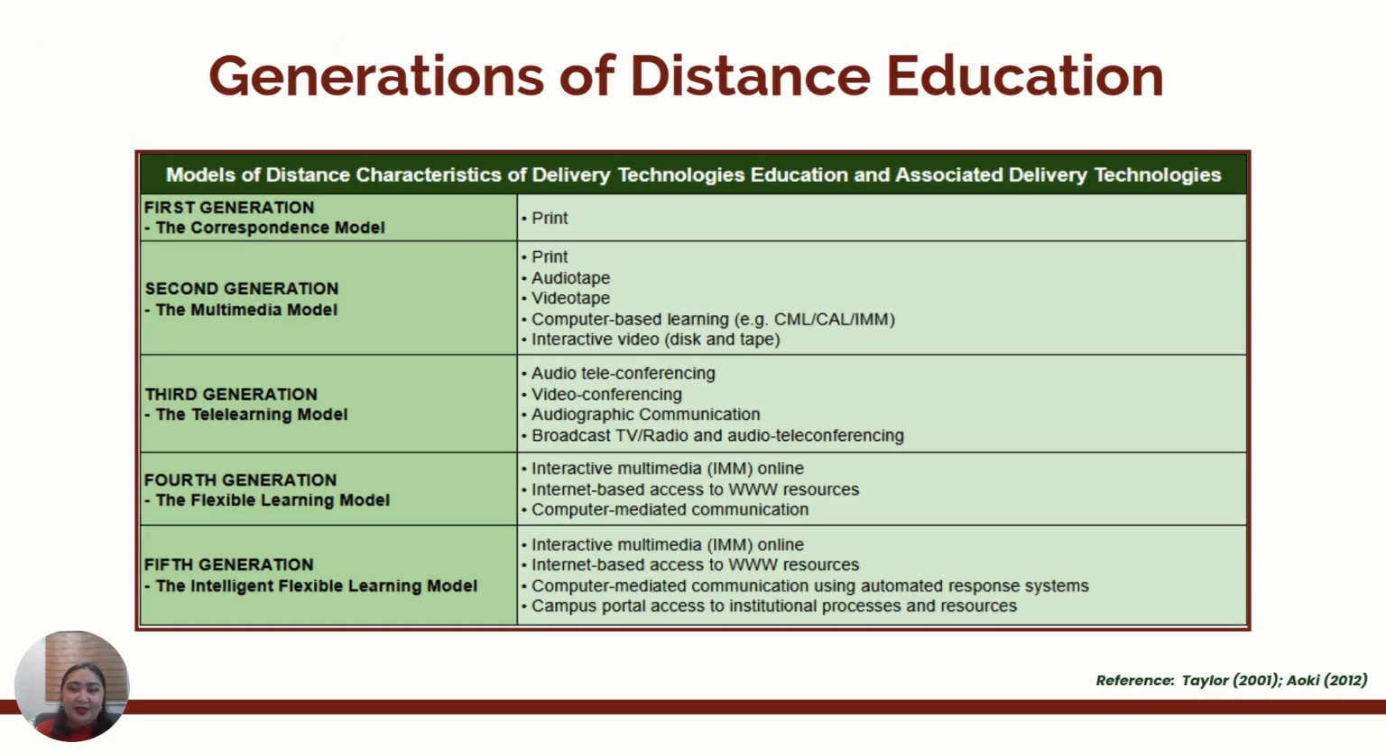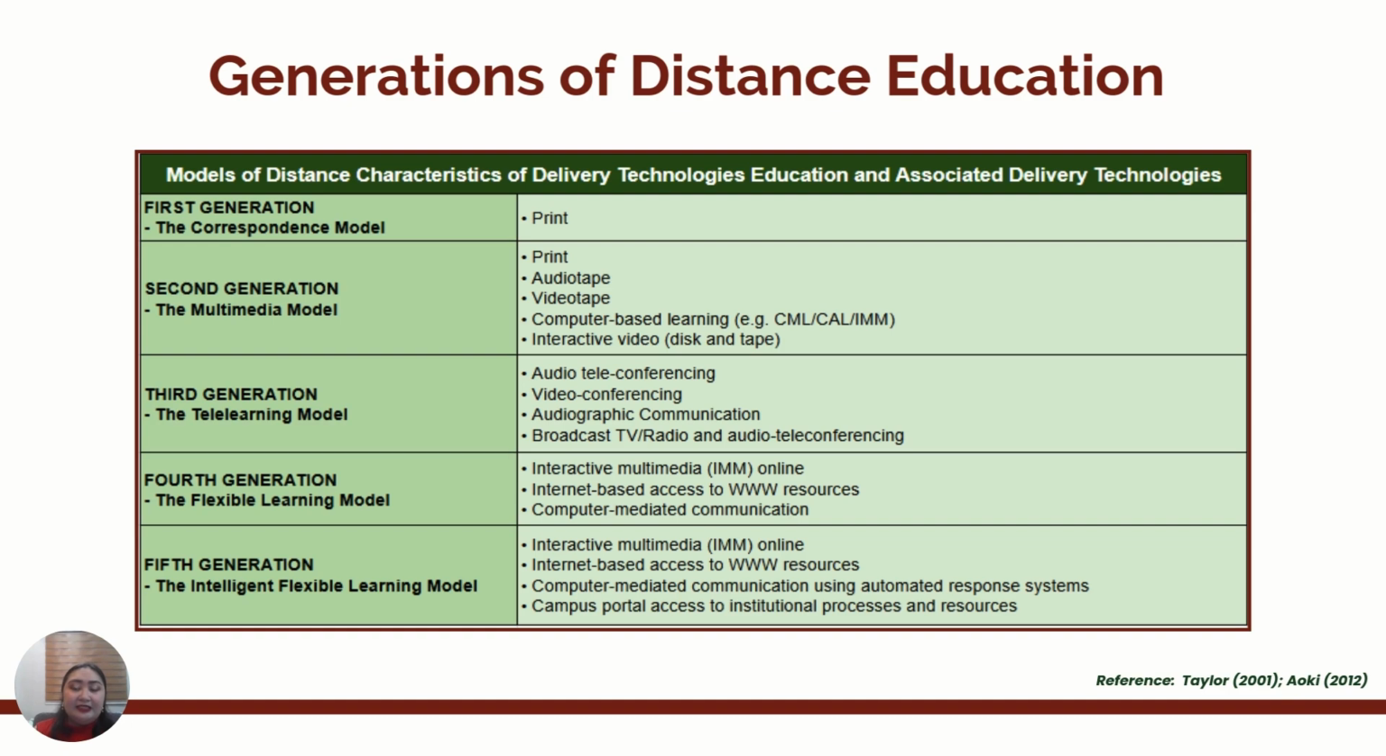According to Taylor in 2001, there are five generations of distance education. The first generation is called the correspondence model. People mainly utilize written and printed text and postal services for delivering text in the forms of books, newspapers, and manuals.